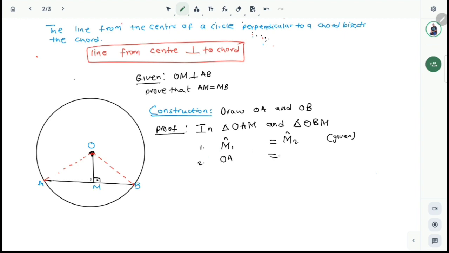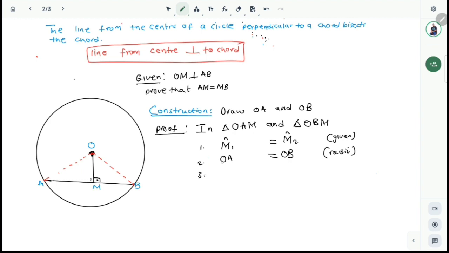Then number 2, OA is equal to OB. OA in our triangle OAM and OB in our triangle OBM. They are equal, the reason being, these two lines are representing the radius of the circle. A line drawn from the center of the circle to the circumference of the circle is a radius, right? So these two lines, OA and OB, are representing the radii of this circle. So the reason here you're going to write is radii.